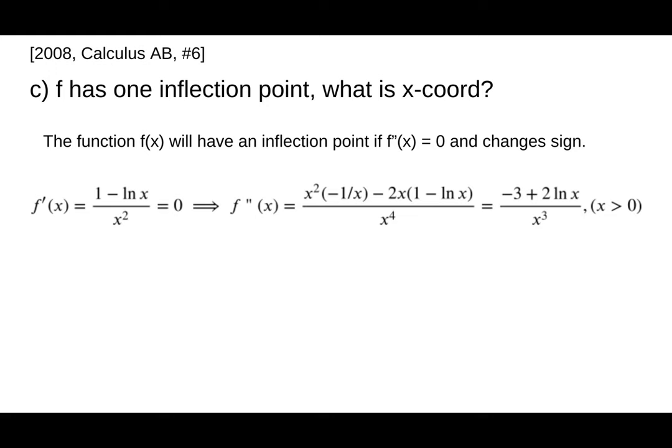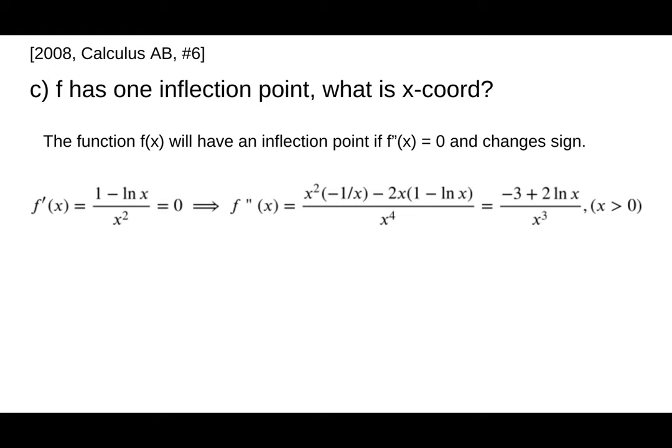Well, we have a formula for f prime. We do not have a formula for f double prime. However, we can differentiate to find one. Notice that f prime is in the form of a quotient, so we would likely use the quotient rule to differentiate this. We get x squared times negative 1 over x, minus 2x times 1 minus natural log of x, all over x to the 4th.